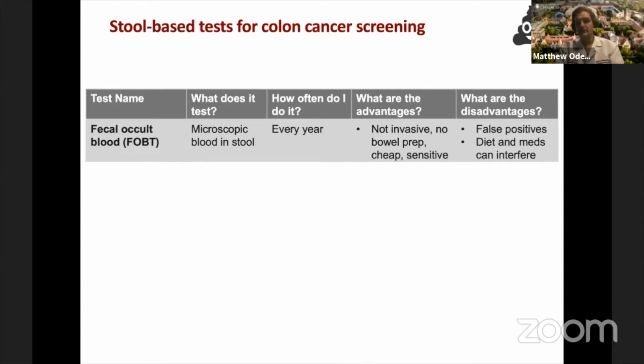But there can be false positives. So anything that causes bleeding in the colon, including hemorrhoids, can cause false positives on these tests. And diet and medications can interfere with this test and cause it to be falsely positive.